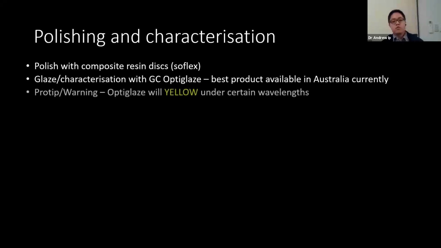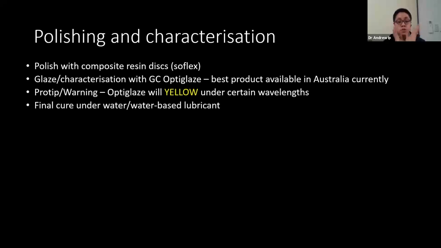Now, you're going to polish really with composite resin and the discs. So softless discs. And then you're going to glaze it with Optiglaze, which I feel currently in Australia is probably the best product that you can get. The only thing that I would warn people is that it will yellow under a certain wavelength. So you should probably test Optiglaze. What I've done is basically you can, on some paper, put a drop of the Optiglaze that you want to use, the color that you want to use, and then you cure it.